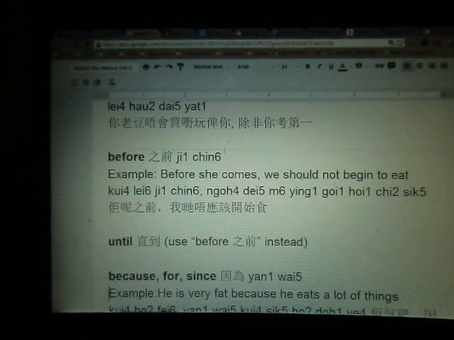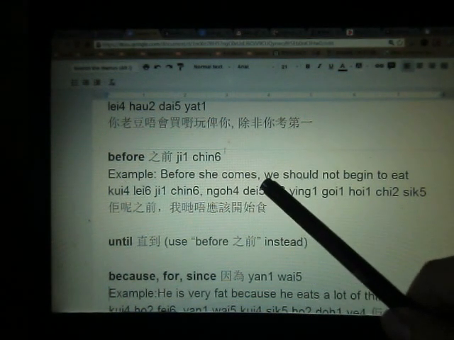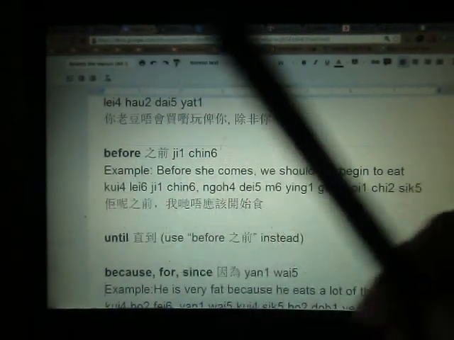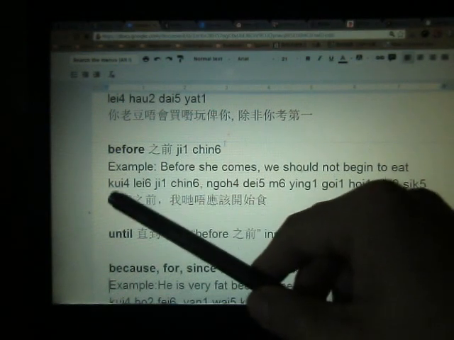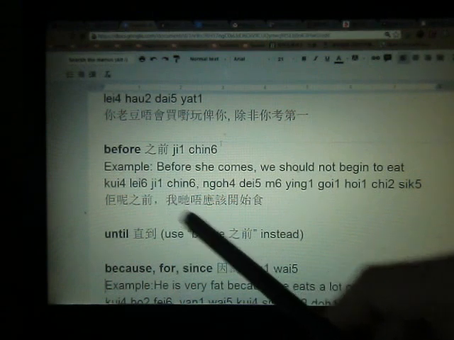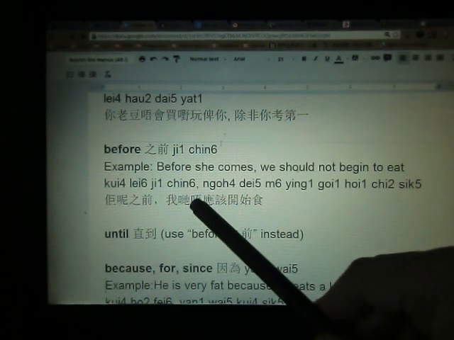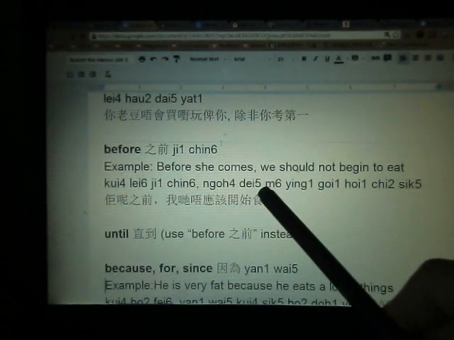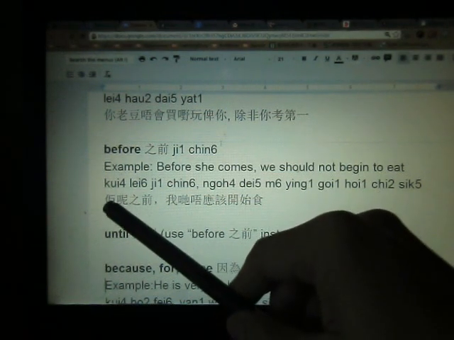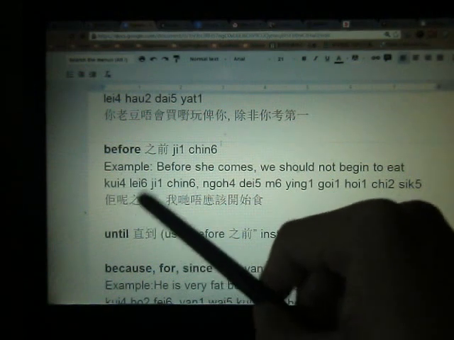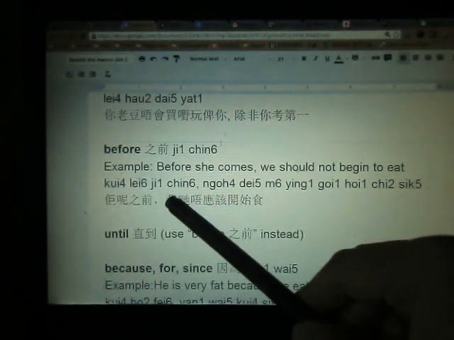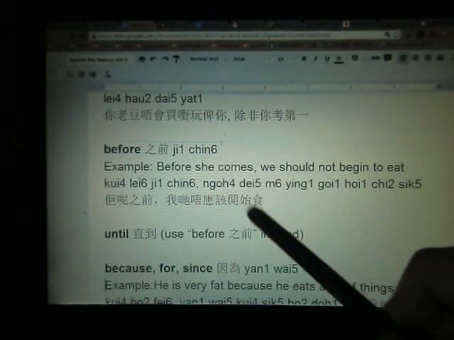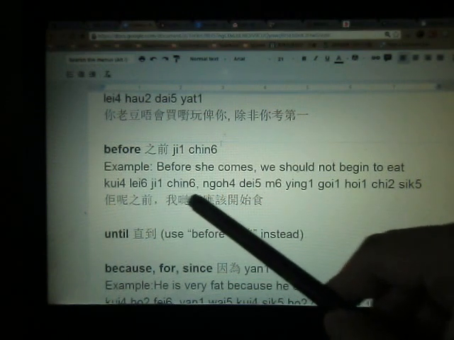And how do you say before in Cantonese? Before is 之前. Okay, so for example, before she comes, we should not begin to eat. She comes, 佢嚟, 之前, before, 佢嚟之前, 我哋唔應該開始食. 唔 means not, 應該 means should, okay? 開始 is begin, 食 is eat. 佢嚟之前, before she comes, we should not begin to eat, 我哋唔應該開始食.